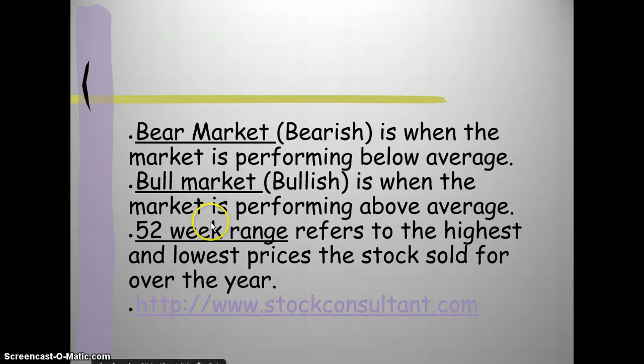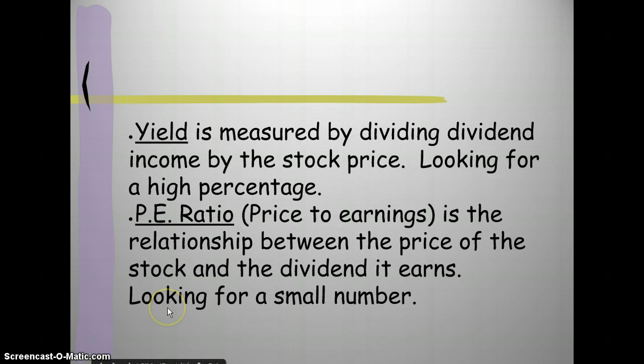The 52-week range refers to the highest and the lowest prices that that particular stock sold for in the given year. And so what you might want to do is look at what your 52-week range is and try to buy on the low end of it, and hopefully when you sell it in 3 months or so, you'll be selling on the high end.